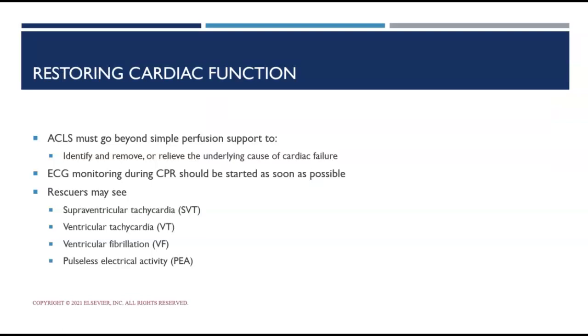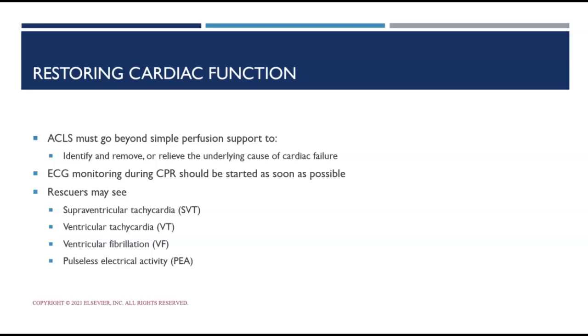So restoring cardiac function is the goal of ACLS. Before, with BLS, we were just concerned with ventilation and perfusion, but in ACLS we're really going beyond that, and we're looking to identify the underlying cause of the arrest, fix it, and then restore that cardiac function with medications and defibrillation. So in order to do that, I need to have the patient on an ECG monitor during CPR to identify the underlying rhythms.